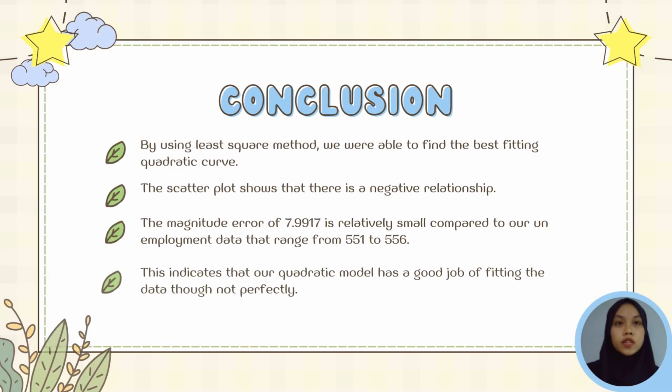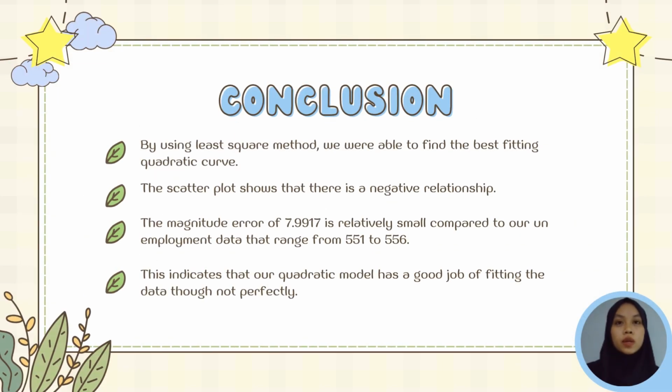In conclusion, by using the least square method, we were able to find the best fitting quadratic curve. The scatter plot shows there is a negative relationship between date and unemployed people. The magnitude error of 7.9917 is relatively small compared to our unemployed data that range from 551 to 556. This indicates that our quadratic model does a good job fitting the data, even though not perfectly.